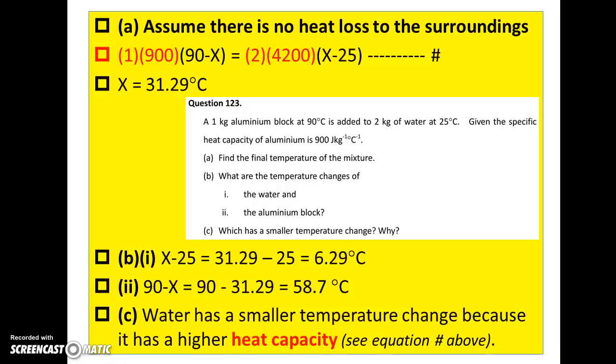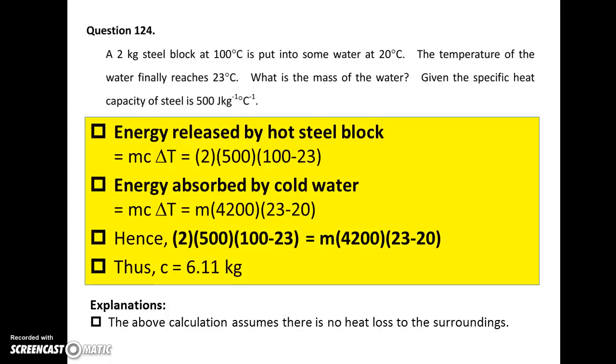So what are the heat capacities of aluminium and water in this question? For aluminium, the heat capacity is 1 multiplied with 900. And then for water, the heat capacity is 2 multiplied with 4200. Question 124. A hot steel block is mixed with some cold water. The energy released by the steel block equals the energy absorbed by the cold water. And in this way, the mass of water is found.